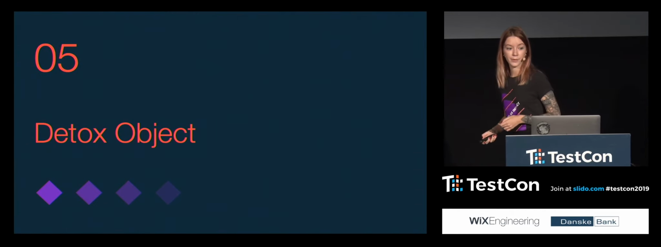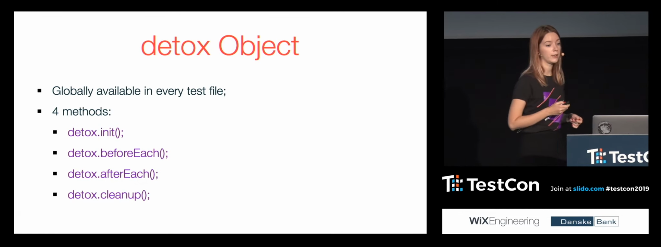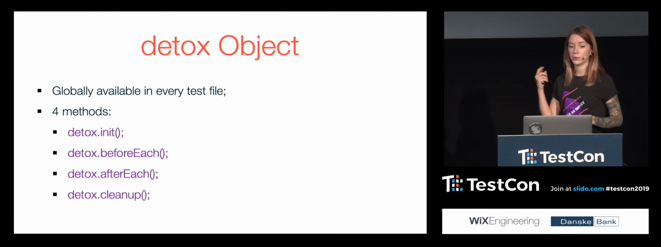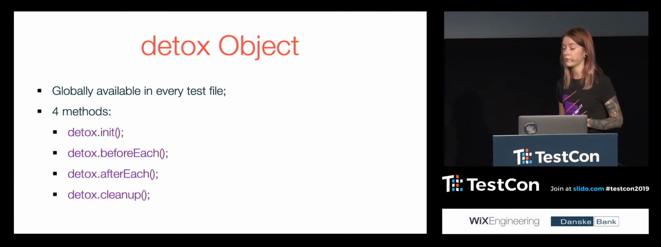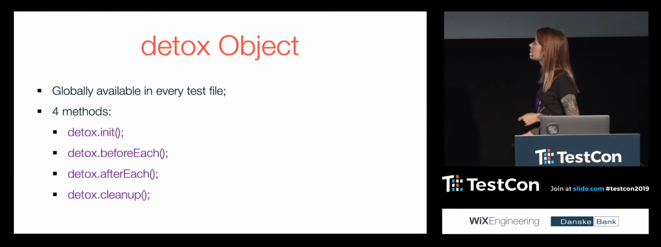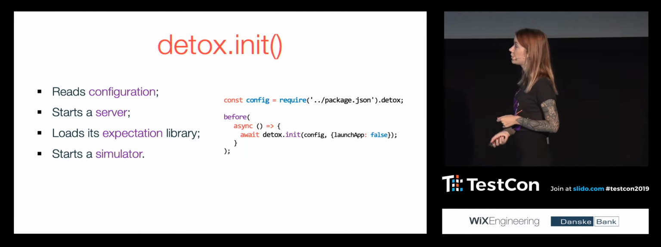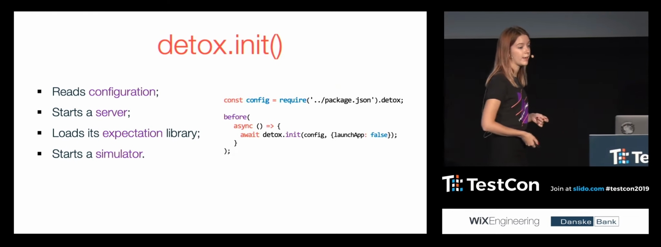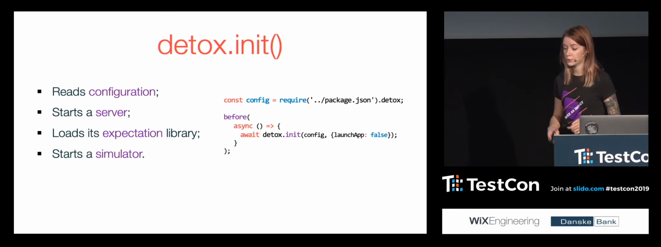So next we will talk about the detox object. It is globally available in every test file, and it has 4 main methods. The first one is detox.init, then detox.beforeEach, detox.afterEach, and cleanup. Let's talk about each of them. detox.init reads the configuration that is defined in package.json. It starts a server that is also defined there. Then it loads the Detox expectation library to be used and runs a simulator.